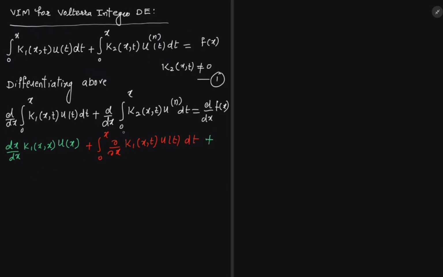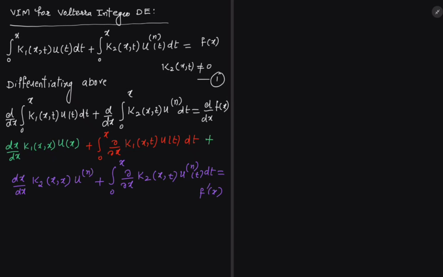Now the second term will become again the upper limit. First the upper limit dx by dx, k2(x,x) times the nth derivative of u. Then the lower limit is 0, plus the integral from 0 to x of partial by partial x k2(x,t) u nth derivative of t dt, is equal to f dash x.